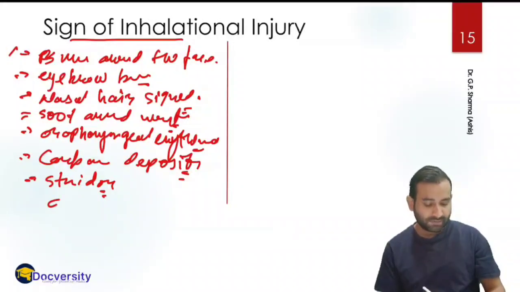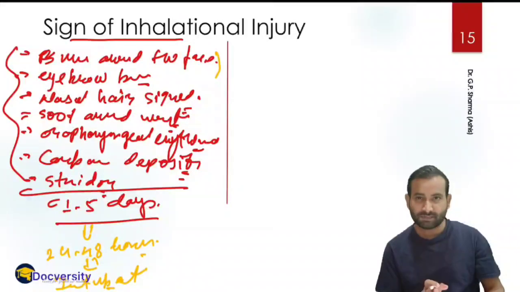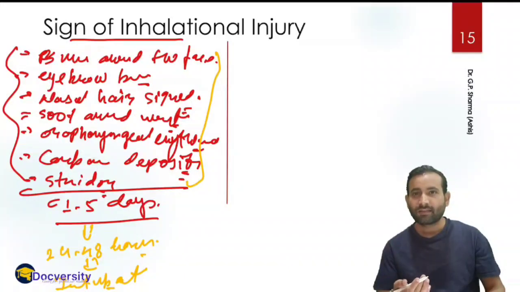But to develop all of these things, it may take 1 to 5 days. How many days? 1 to 5 days. So you have to observe this patient for at least 24 to 48 hours. If they deteriorate, then you have to go for what? Intubation, the next best step. But do not intubate at this stage. You just wait and observe the patient for 24 to 48 hours. If they develop any critical conditions, if they deteriorate, then only you go for what? The intubation.